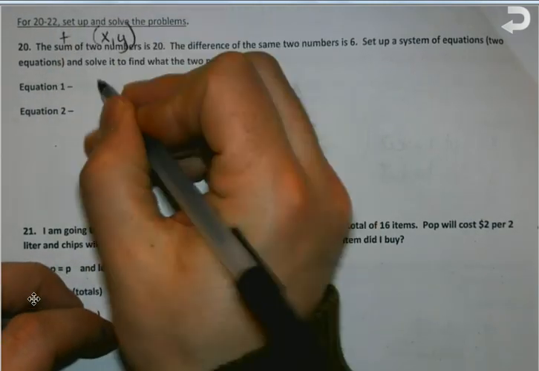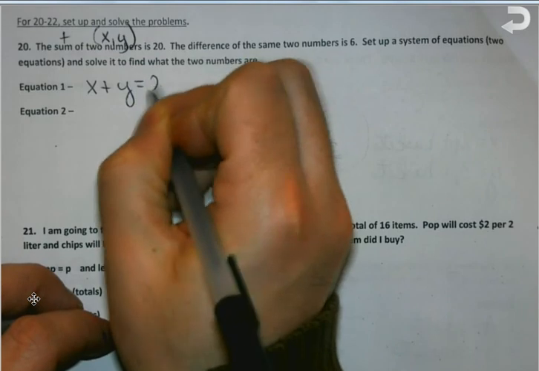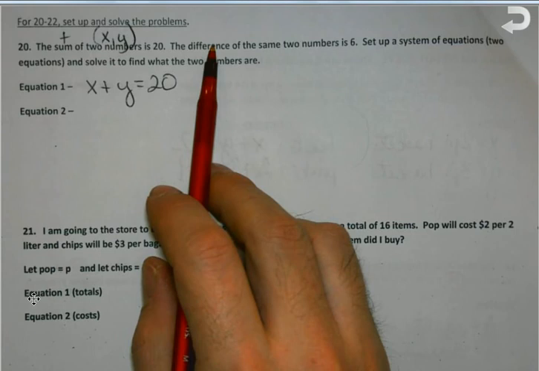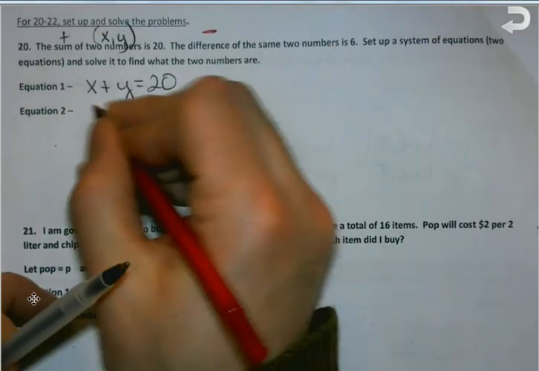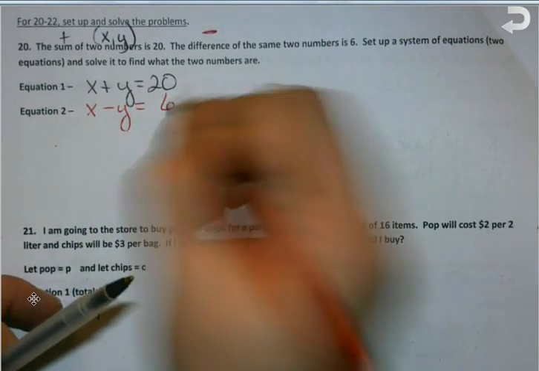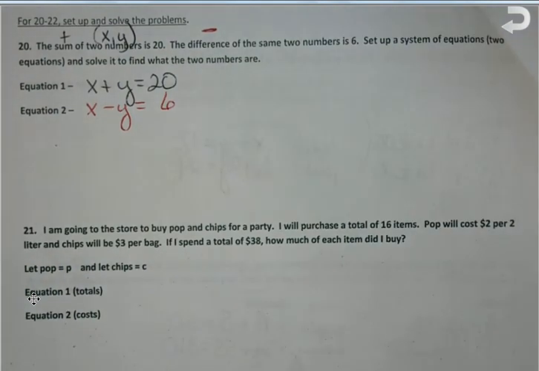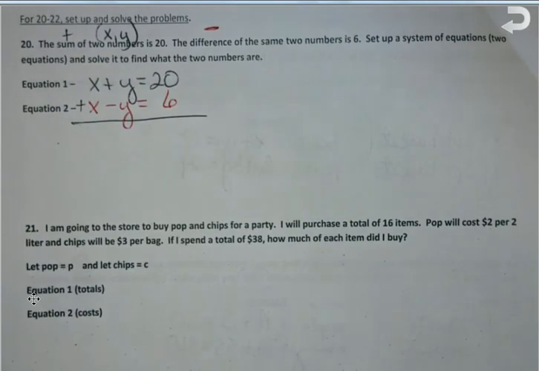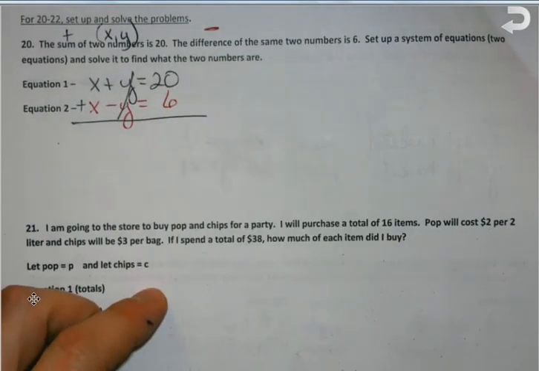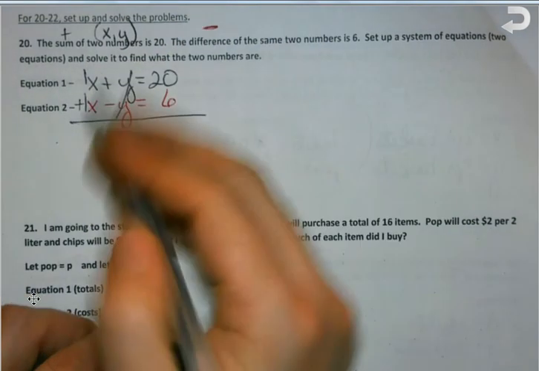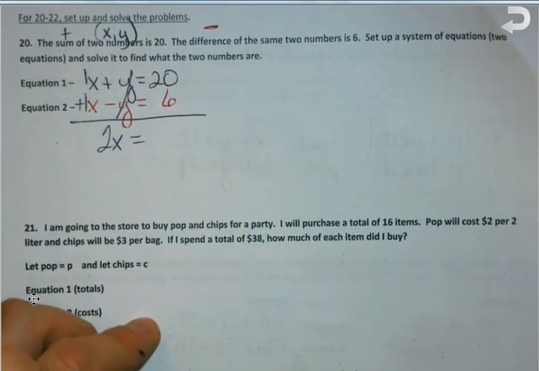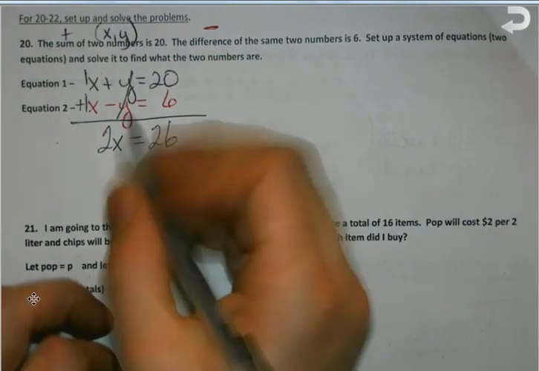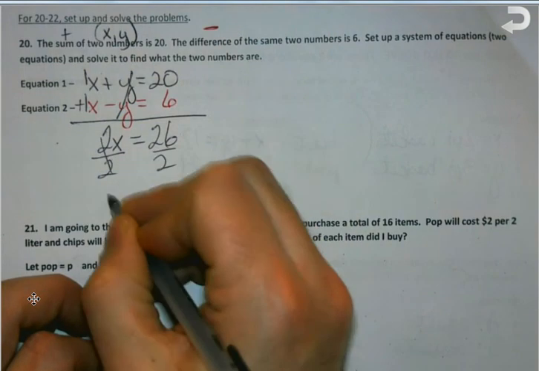So the sum of two numbers is 20. What's the difference? Minus. The difference of the same two numbers is 6. Nice thing about these, go to add down, you're always going to have a variable cancel. Y is see you later. 1x and another 1x is 2x. 20 plus 6 is 26. And then just divide. We wish they would all go this quickly.